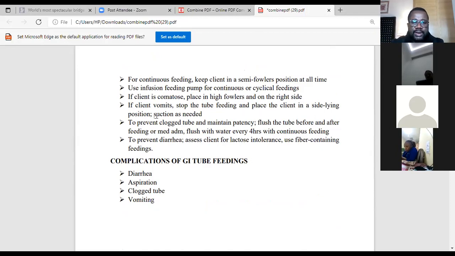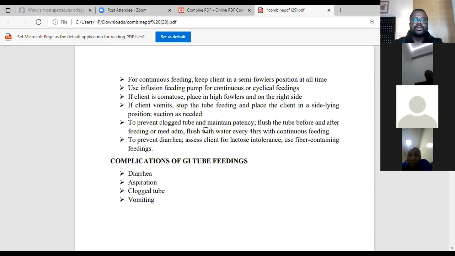If the client vomits, please stop the feeding and place the client in side-lying position. If the client vomits in the course of administering feeding, stop and place in side-lying position.